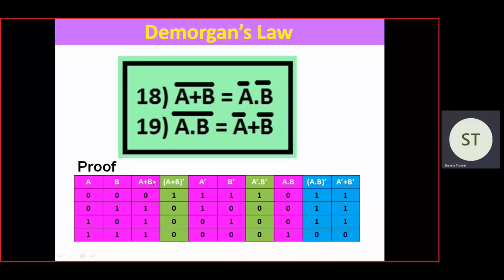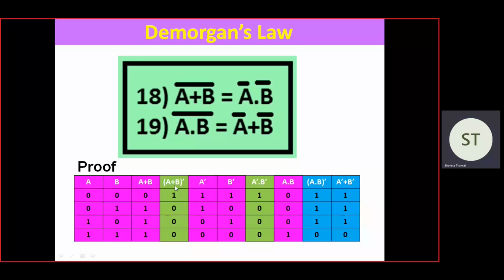So how to verify it? We take A and B with the four combinations 00, 01, 10 and 11. Here we take A plus B by ORing these two. Then we take A plus B complement by complementing this column. Then here we take A complement, complement of this. Here we take B complement, complement of this. Here we take ANDing of these two, that is A complement ANDed with B complement. Then we take A and B, and then A dot B complement, and finally we take A complement plus B complement.